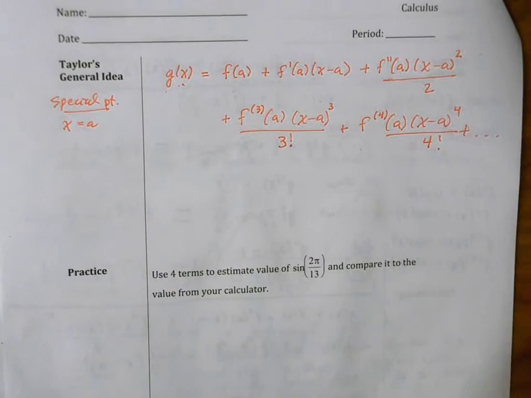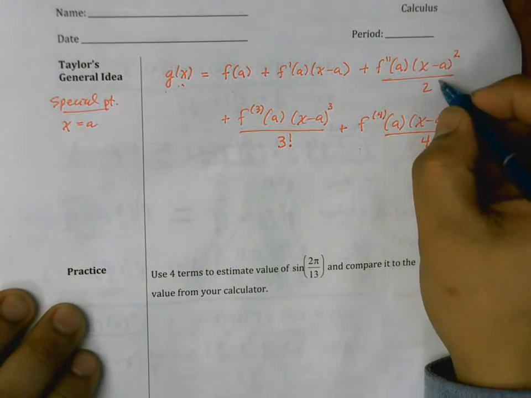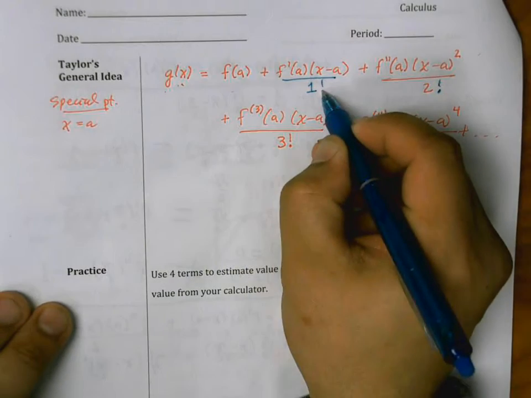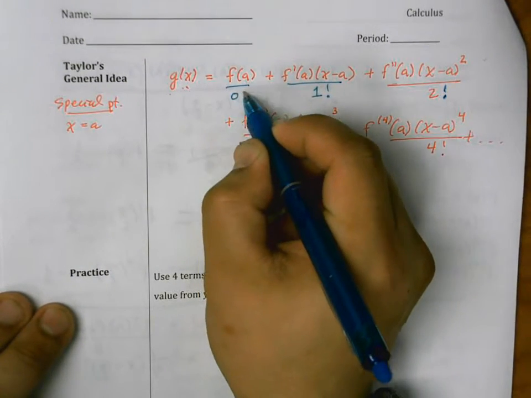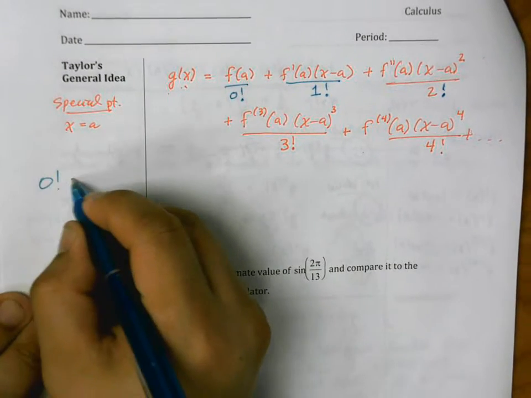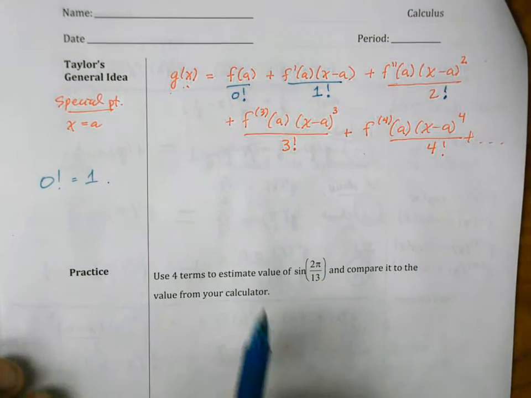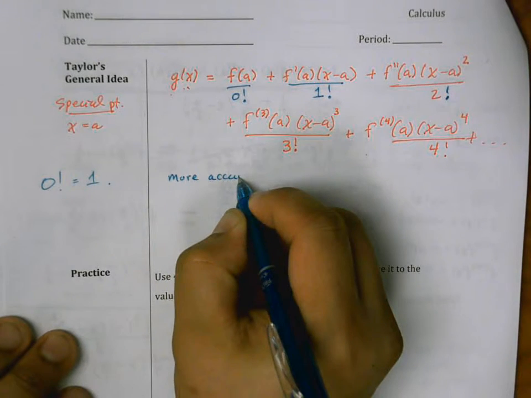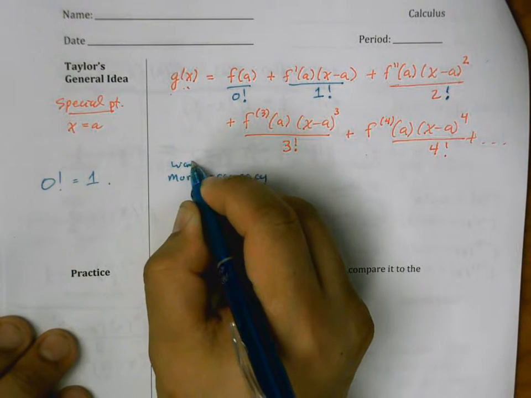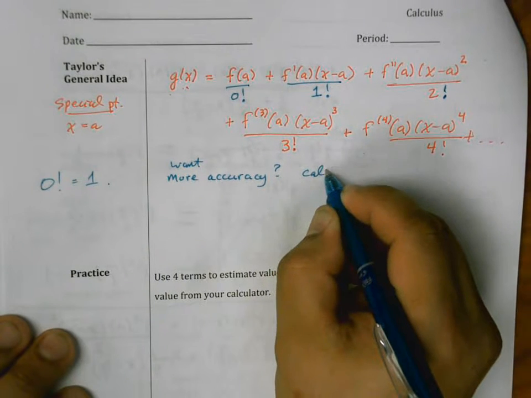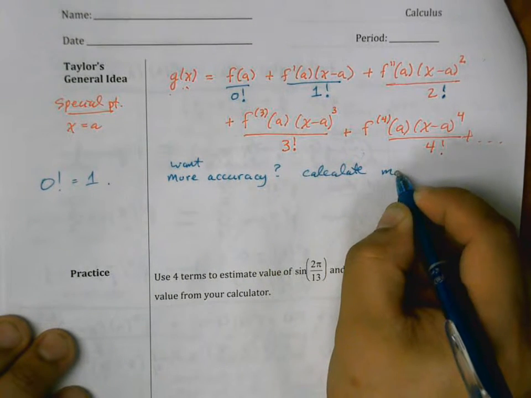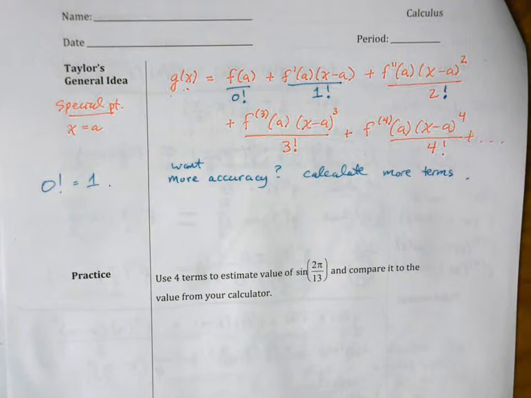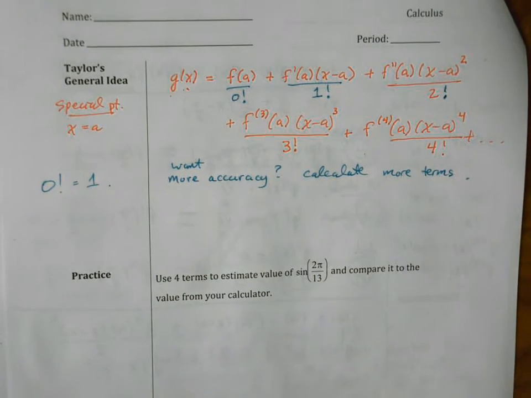Okay, and we can generalize this. I mean, 2 is technically 2 factorial, and this is really divided by 1 factorial, and this is also divided by 0 factorial, which happens to be 1. And so he said, look, if you want more accuracy, calculate more terms. If you want more accuracy, all you have to do is calculate more terms.